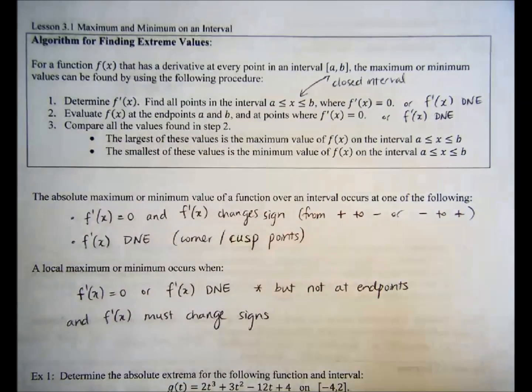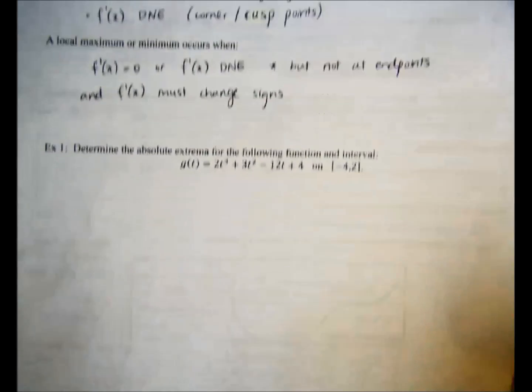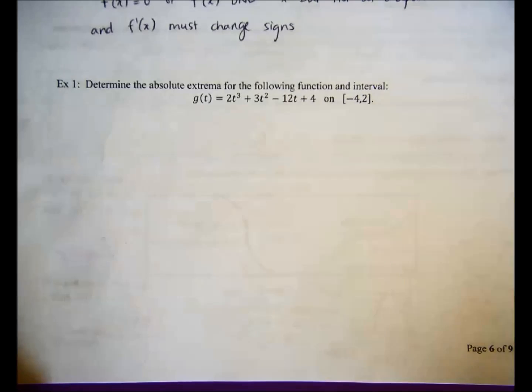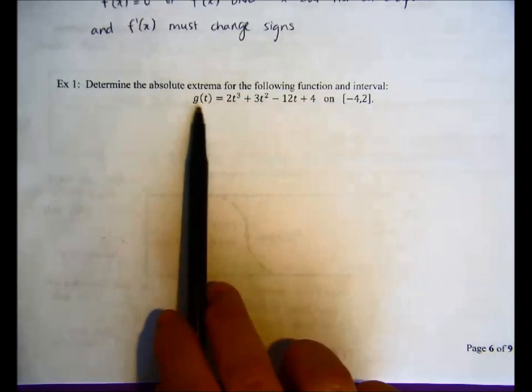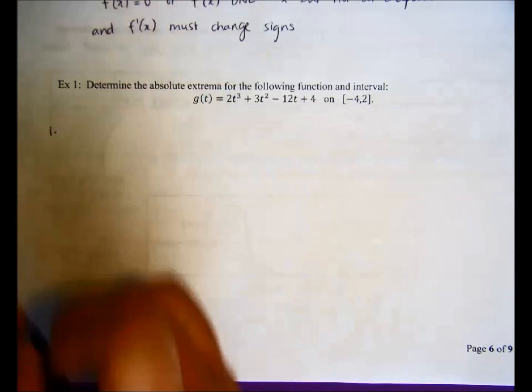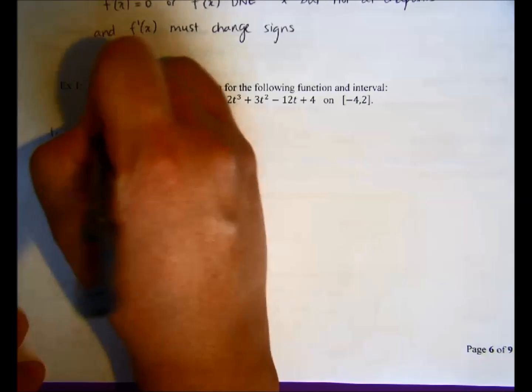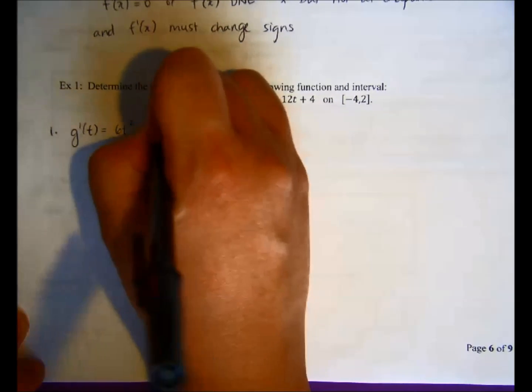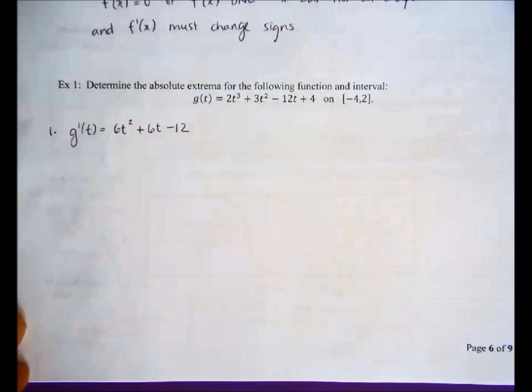So let's go over this example 1 here. Determine the absolute extrema for the following function and the given interval. So this is the function g of t. So our first step in the algorithm was to figure out what the derivative is equal to. 6t squared plus 6t minus 12.